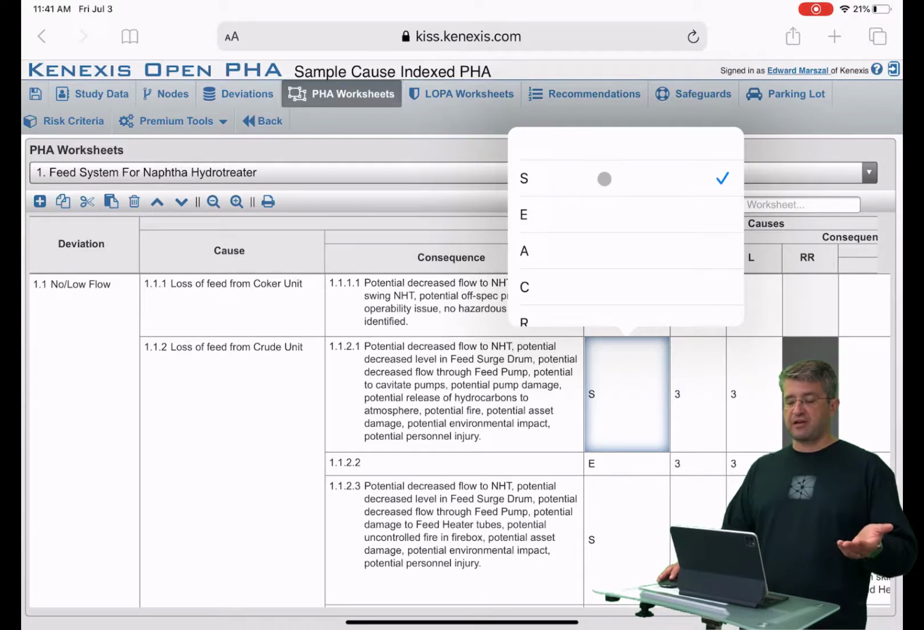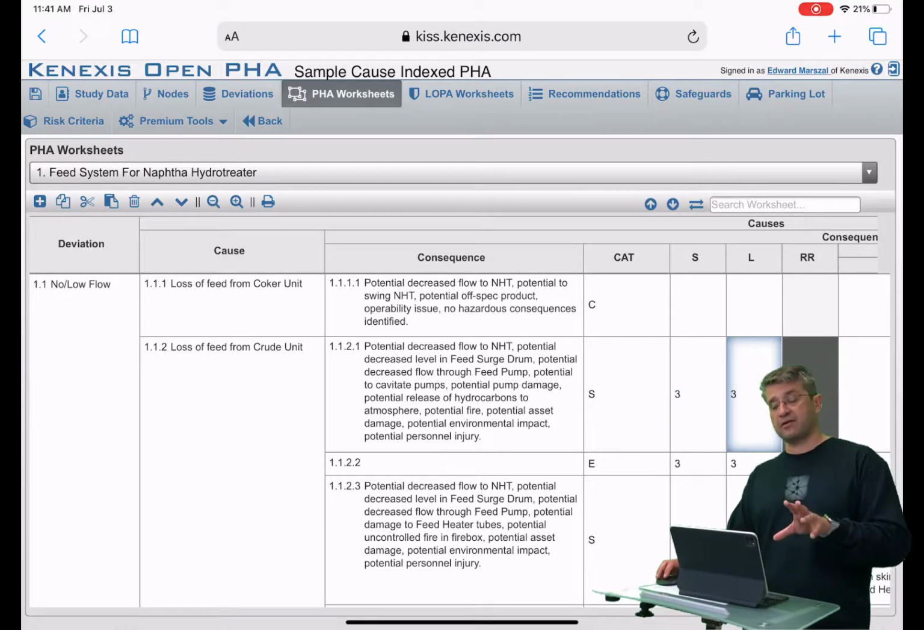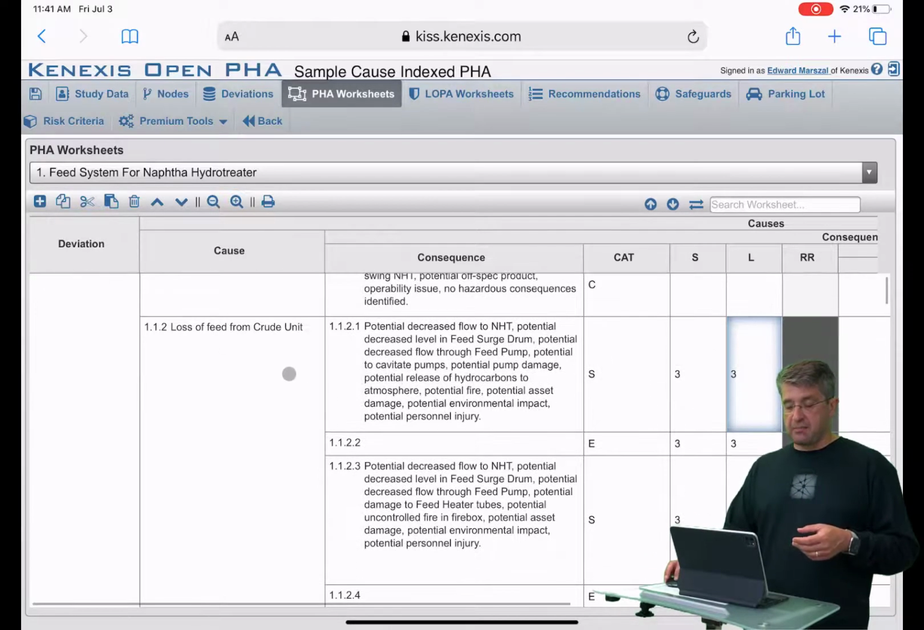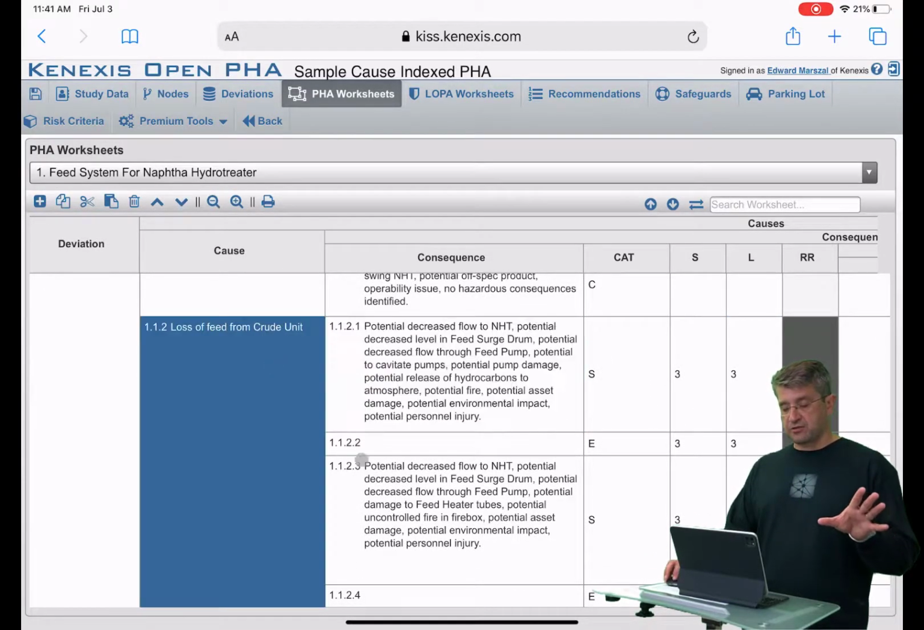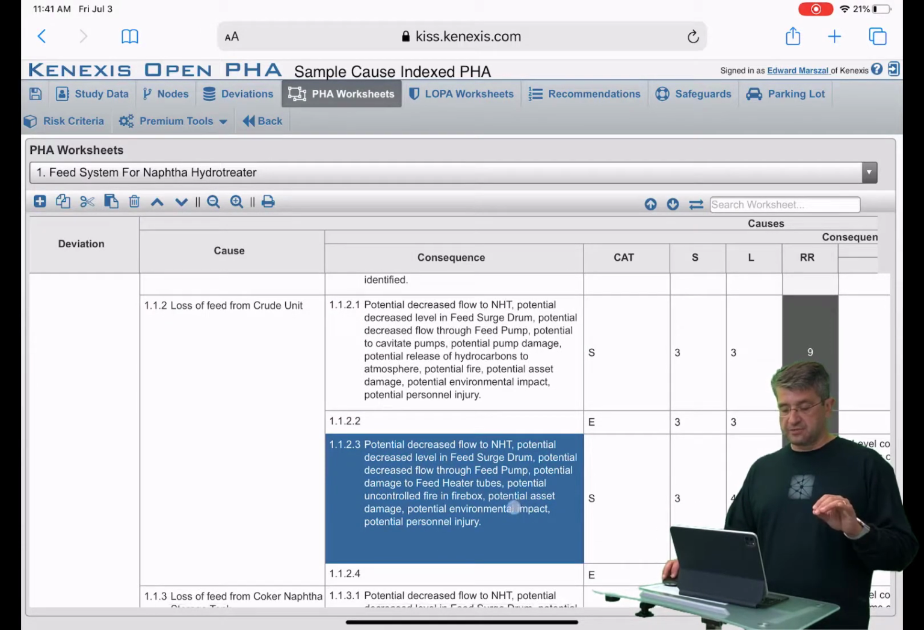So is it a safety consequence, environmental, or so on, risk ranking in terms of severity, likelihood, and then the overall risk ranking is calculated based on the risk criteria. So that same cause can also have another consequence where there is a potential loss of flow through tubes in a fired heater, which can cause damage to the tubes, release of material, and a fire in the firebox.